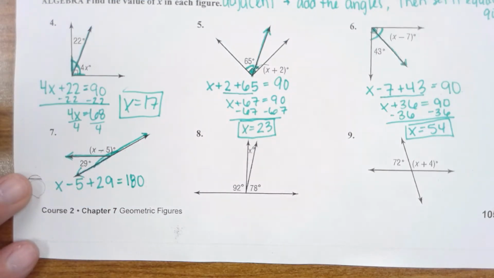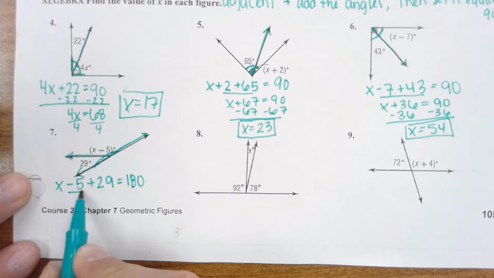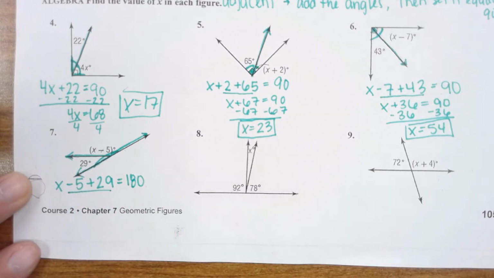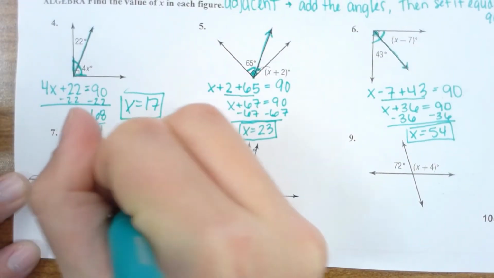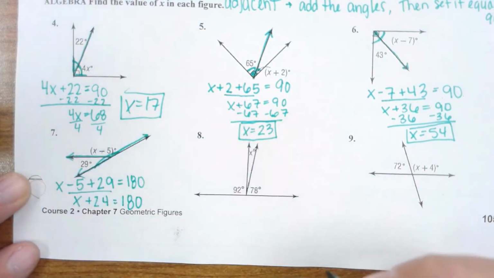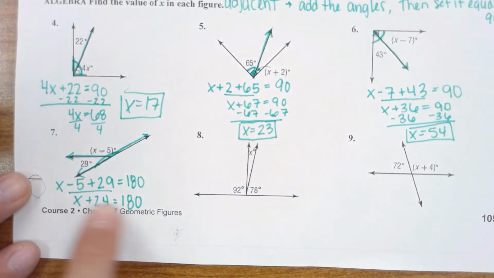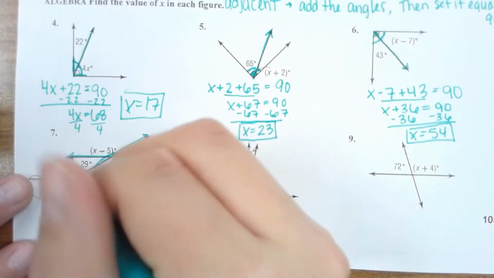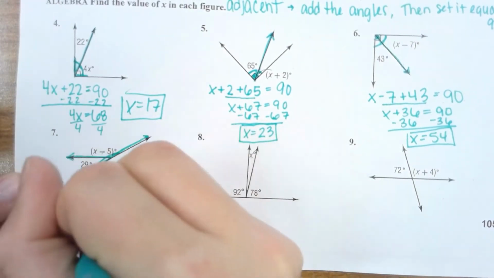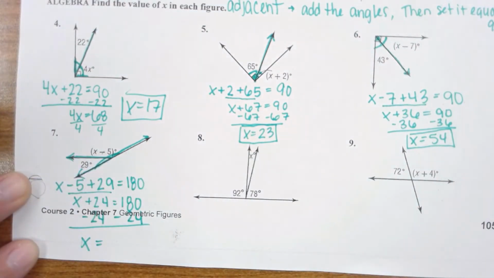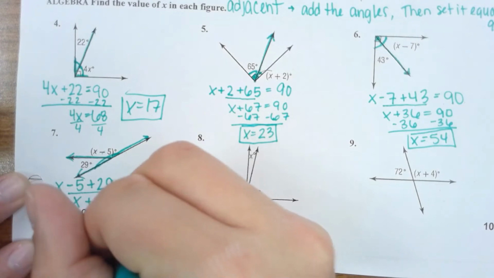Okay, now I can just simplify. Again, on my left side, I notice I have a -5 plus 29, so I can combine those together. -5 plus 29 is a positive 24. And then my last step to get x by itself is to move that 24. The opposite of adding it is subtracting it. So 180 minus 24 gives me a total of 156.